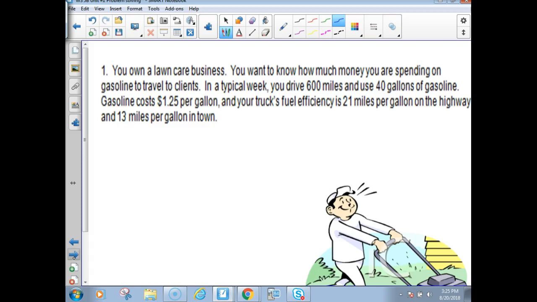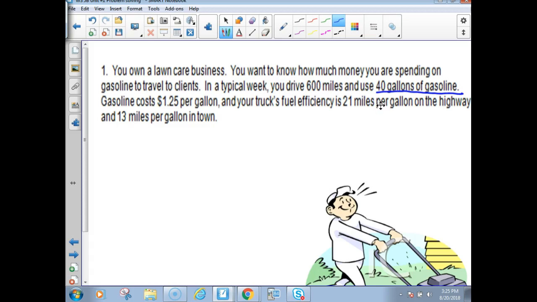You own a lawn care business. You want to know how much money you are spending on gasoline to travel to clients. In a typical week, you drive 600 miles and use 40 gallons of gasoline. Well, that's a clue right there. You can use 40 gallons, right? Do you really care how many miles you went? Not really. There might be extra information.